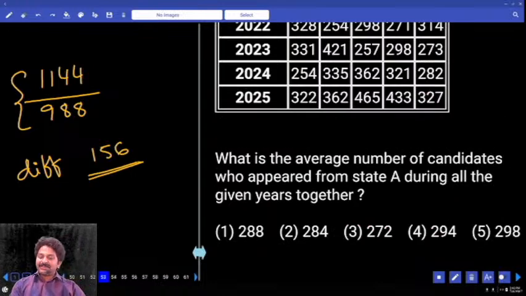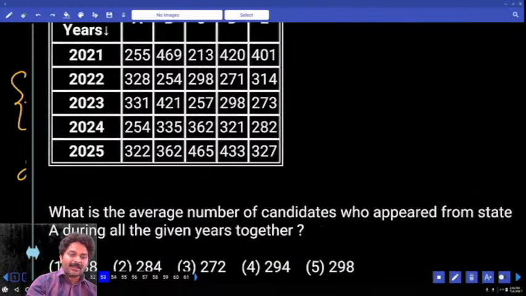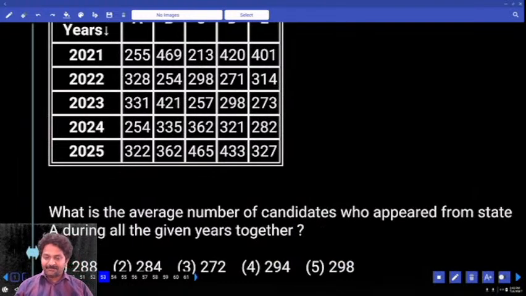What is the average number of candidates who appeared from state A during all the given years together? Right. All the given years together. You need to add all the values and divide it by 5. That gives you the answer. Can you verify with last digit verification?